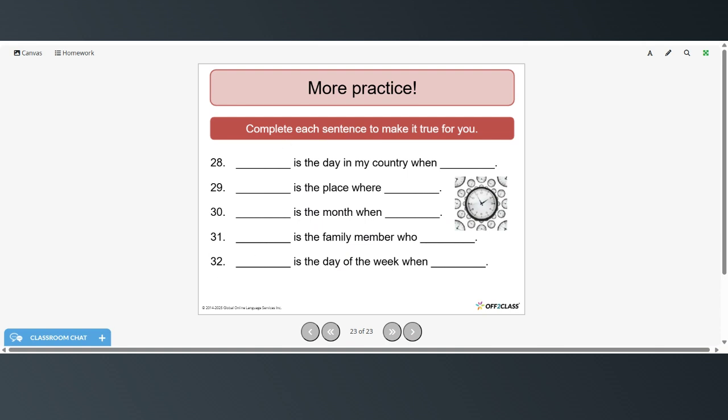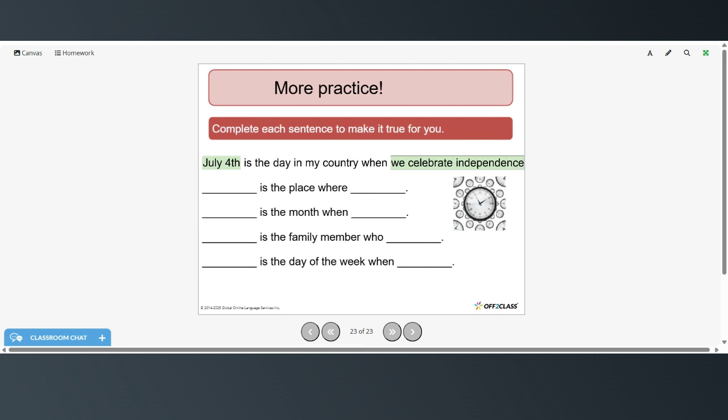Now you can complete these sentences to make them true for you. And again, if you'd like to share those in the comments to generate some conversation, that would be great. So for example, I might say July 4th is the day in my country when we celebrate independence. But you can fill in these with anything you'd like and then go ahead and share those in the comments.